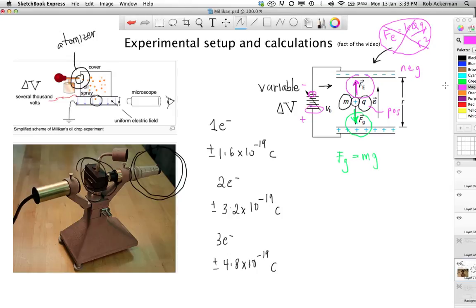Use another formula. What other formula can be used? Well, if you recall, we also know that if the electric field is given, then here's a formula that can be used.